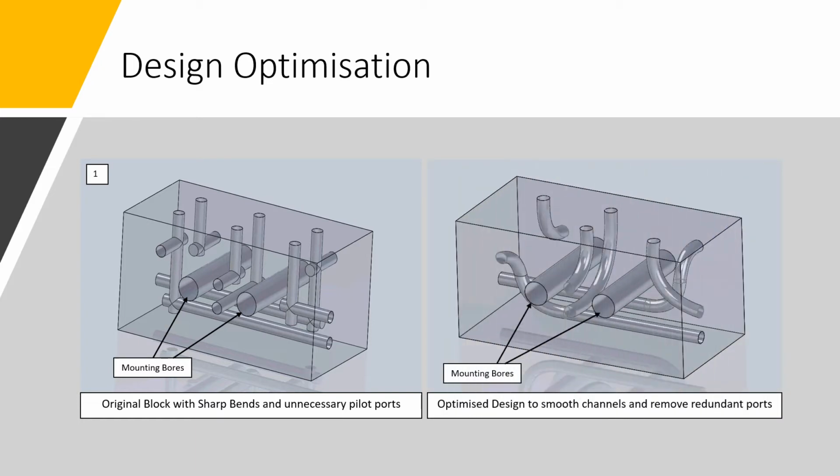Additive manufacturing allows the block to be redesigned with optimum fluid flow in mind, allowing the internal channels to be greatly enhanced. Redundant bores can be removed, resulting in removal of unnecessary fluid travel. The channels can also be smoothed out to reduce turbulent flow and improve overall hydraulic performance.